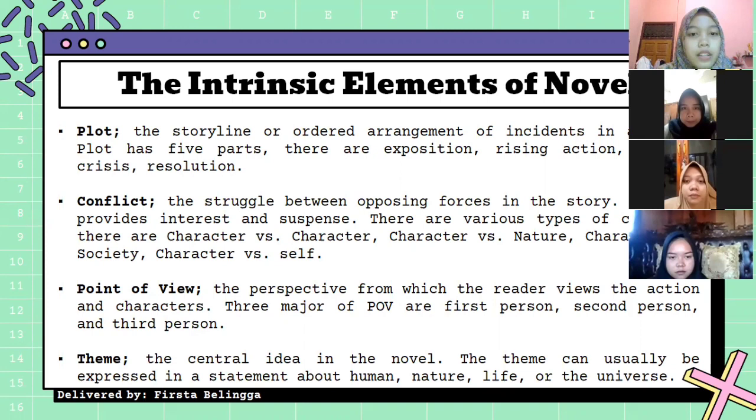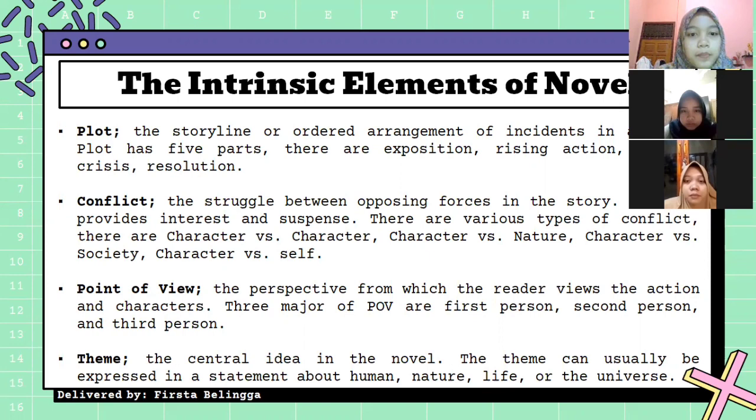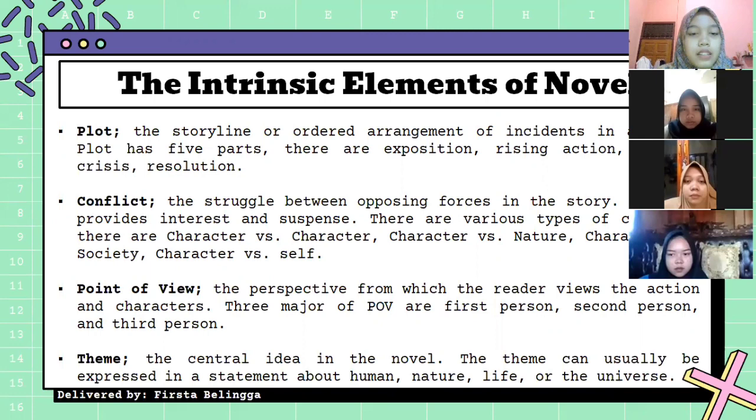And the second one is character versus character. This is a struggle between two or more characters. And the third is character versus society. This is a struggle between the main character and some aspect of society. And the last is character versus self. This is a struggle of opposing forces within one character.